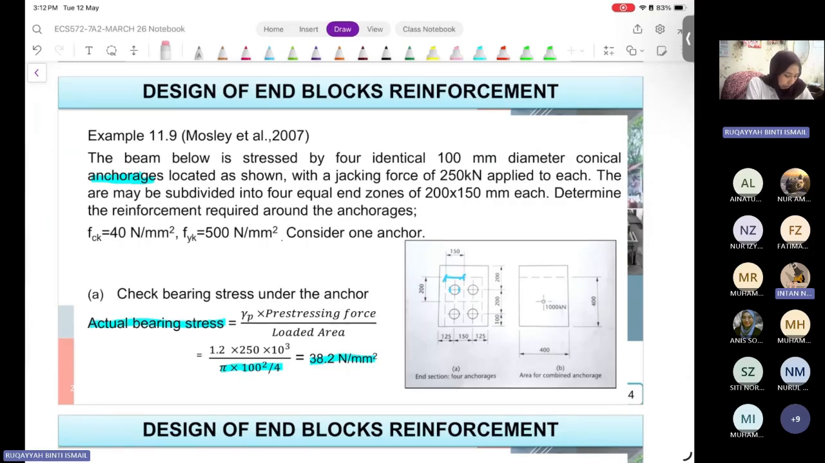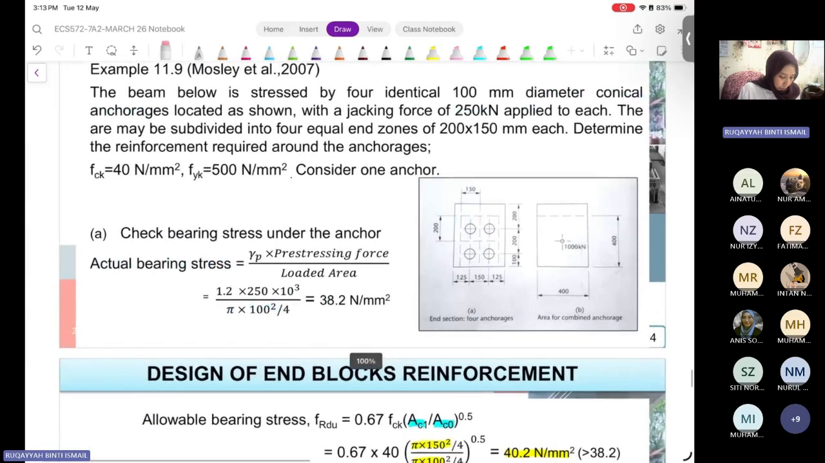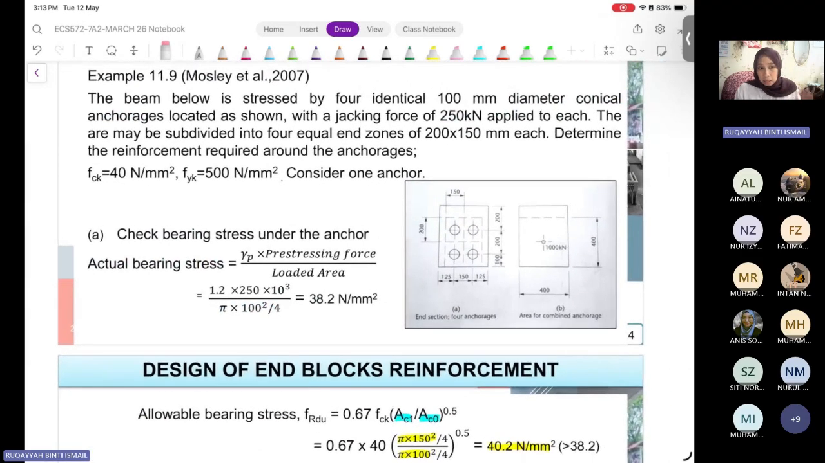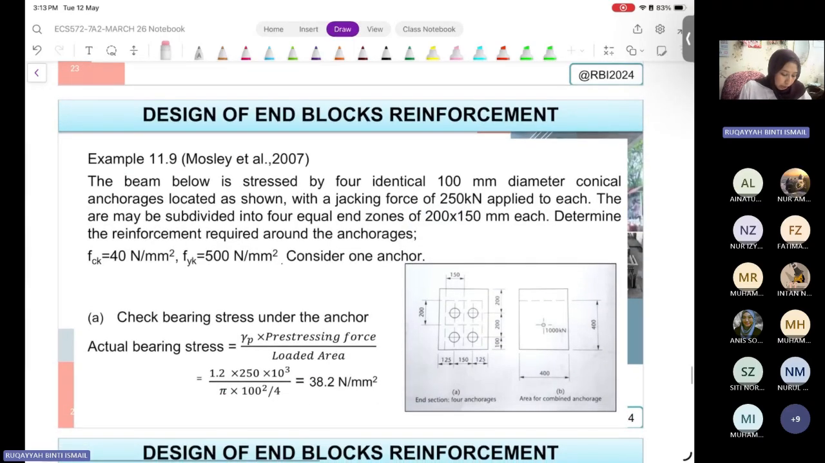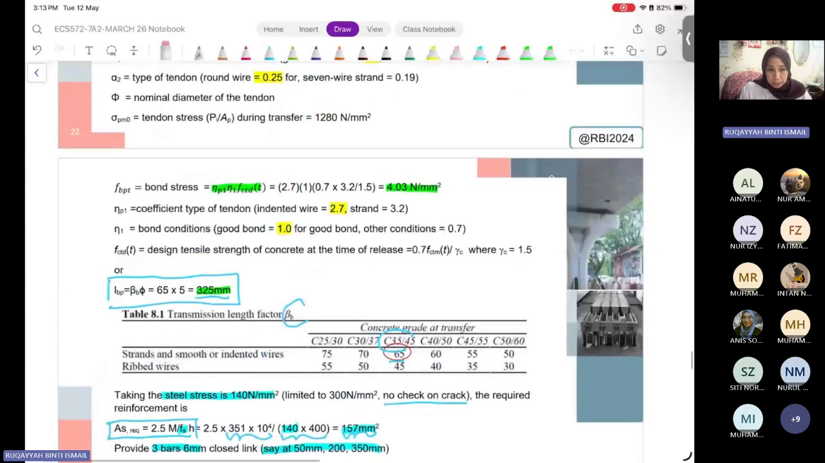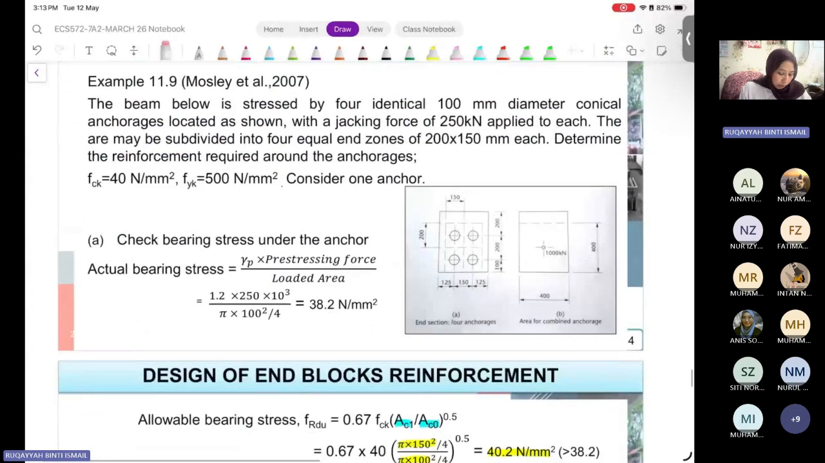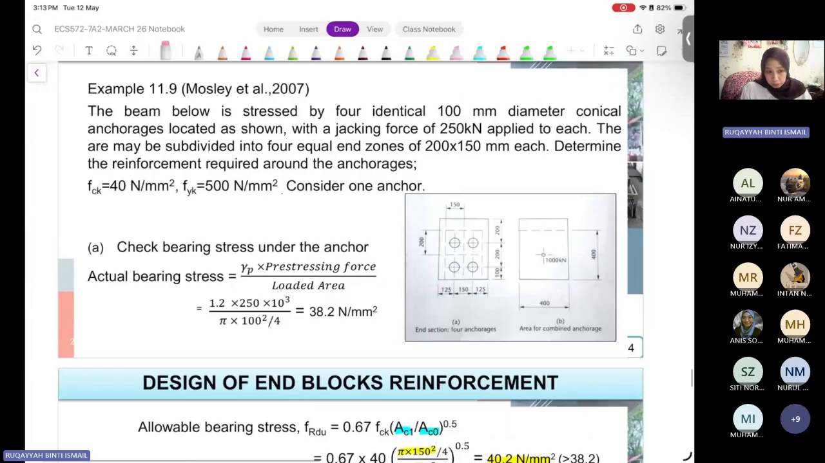Okay, all right. So now we go to the second example. The second example covers another method, where we provide what we call a conical anchorage. It's for post-tension. This one is an example for pre-tension, and this example is for post-tension.